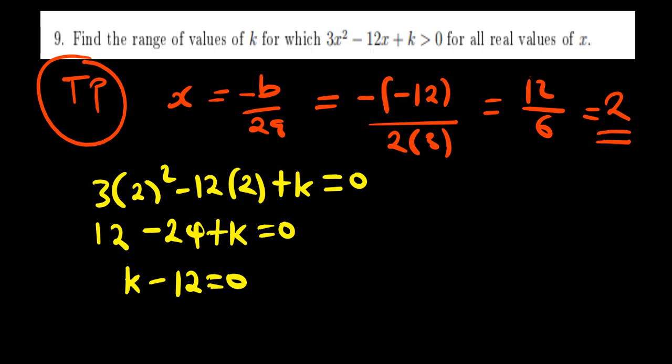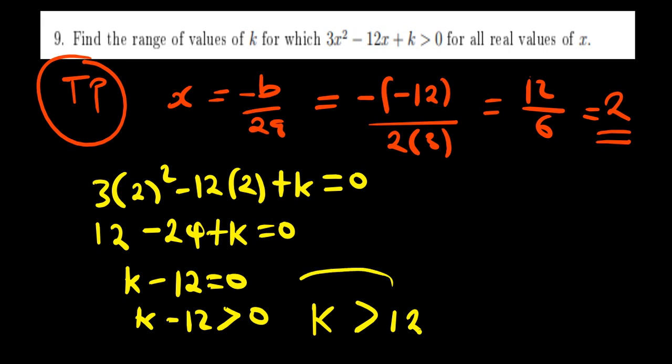Now there is an inequality, right? So you can say k minus 12 should be greater than 0, because we want all positive solutions. So our k will be greater than 12, since the 12 goes to the other side and becomes positive. What this shows is that what we found is the value of y at the turning point, so that's where the graph will start from.